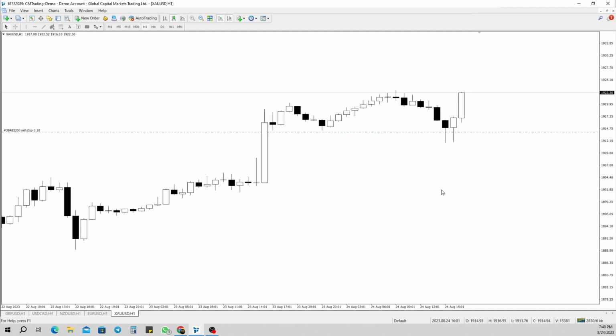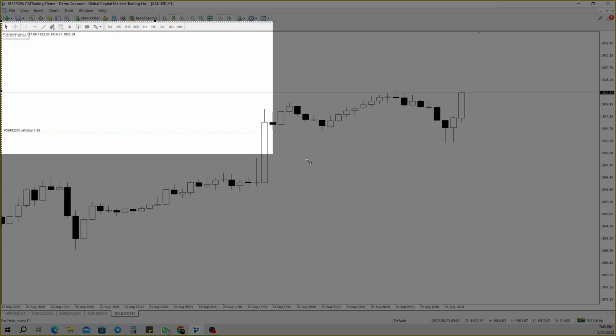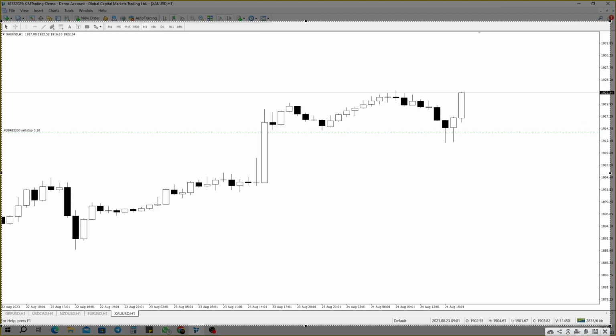For example, you said that okay, there is a resistance area. For example, you said okay, this is a resistance zone. So if it breaks above resistance, it is likely that it is going to continue its direction to the upside. So now you are going to use a buy stop order. So if the price continues to move higher, your buy would be executed and you'll make profit.